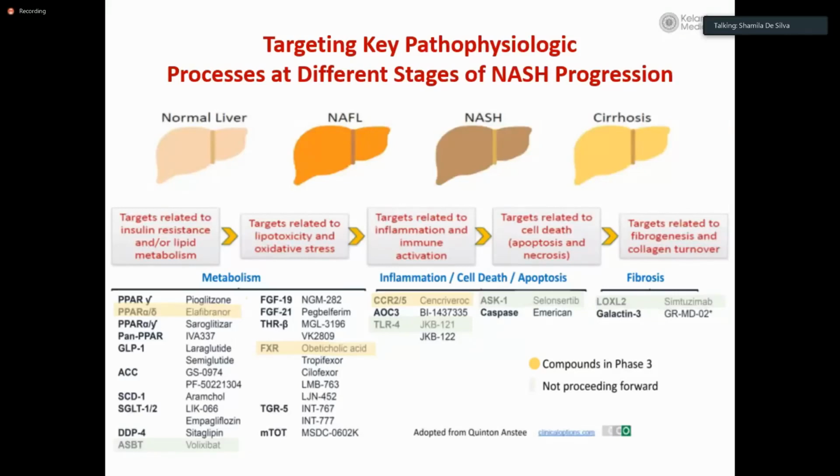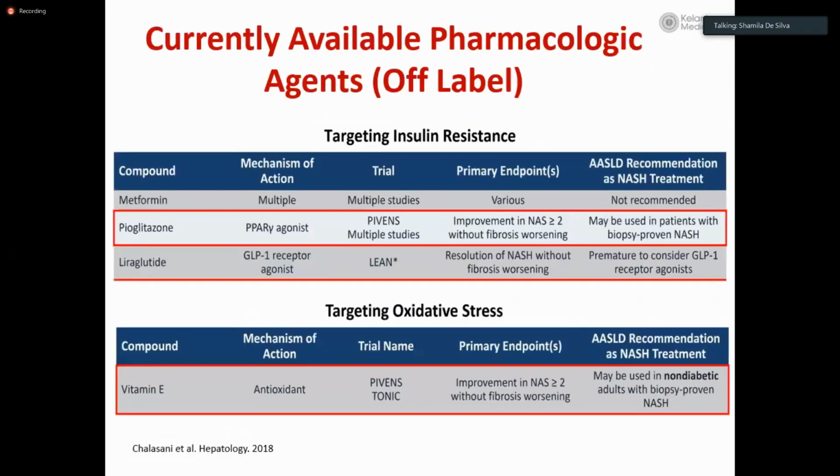And out of these agents, one agent, obeticholic acid, is showing some promise. From previous studies, we know from the PIVENS trial and the TONIC trial that pioglitazone and vitamin E improve histology and improve outcome in NASH patients. So we can give vitamin E to our patients who do not achieve the lifestyle targets, or who are unable to maintain the lifestyle targets, or for a period to allow the patient to get used to the lifestyle targets.